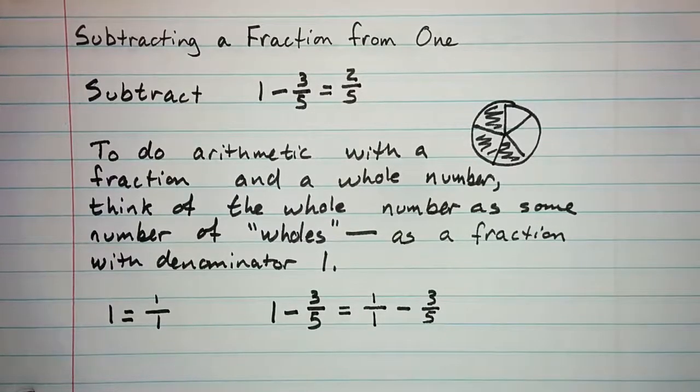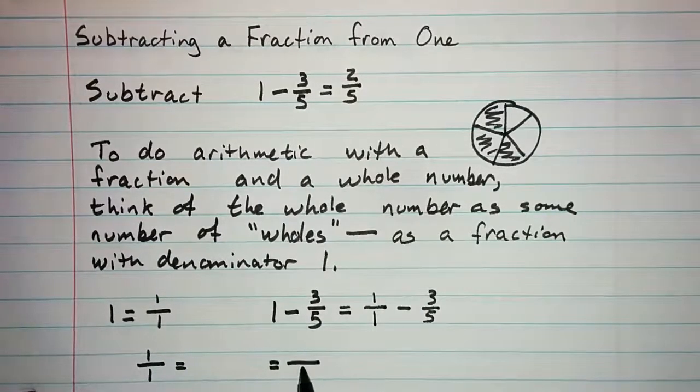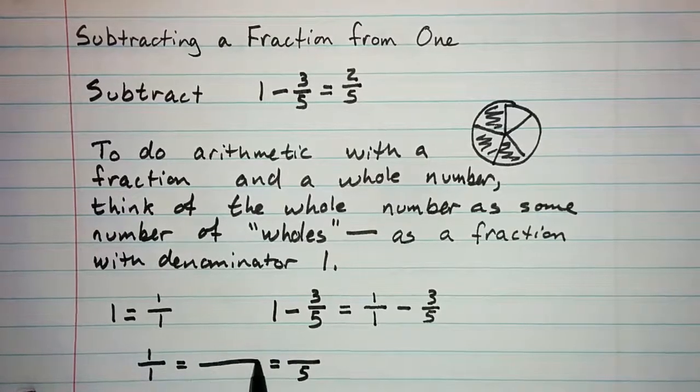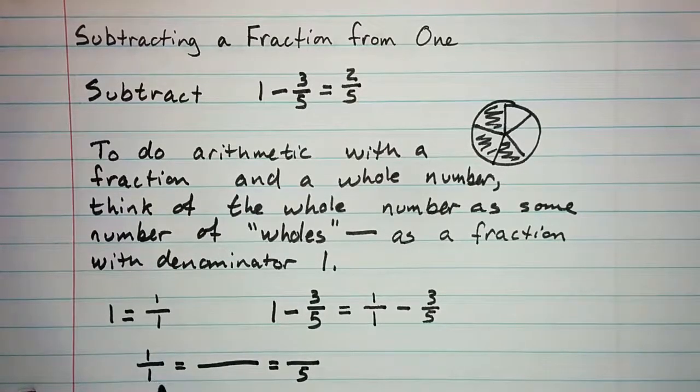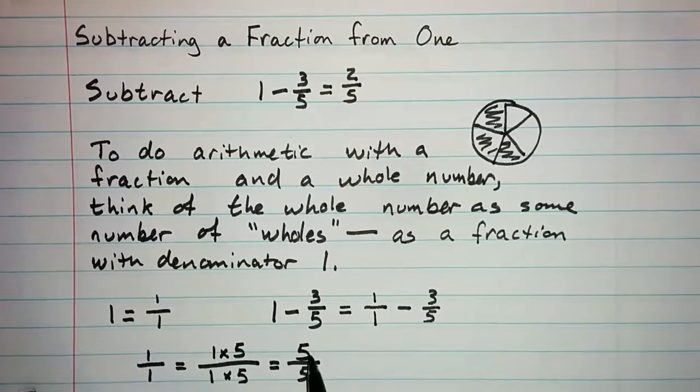What's the least common multiple of 1 and 5? Well, of course it's going to be 5. So I'll want to think of this as 1 over 1, written as some number of fifths. What do I need to multiply 1 by in order to get 5? Of course I'll need to write it as 1 times 5. Here I'll see 1 times 5 as well. So this is just 5/5.